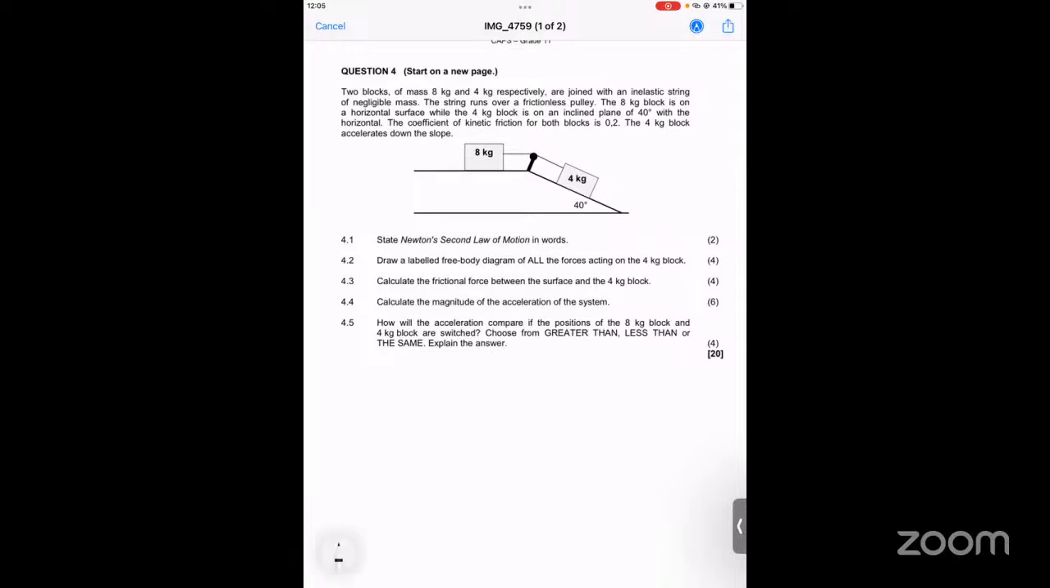I would first make a dot. Okay. And then label perpendicular normal force. Normal force in which direction? Perpendicular to the surface that the 4 kg is on. Yes, perpendicular in that direction. Okay, normal force. Okay. And then the weight straight down. Straight down being a FG. Okay.